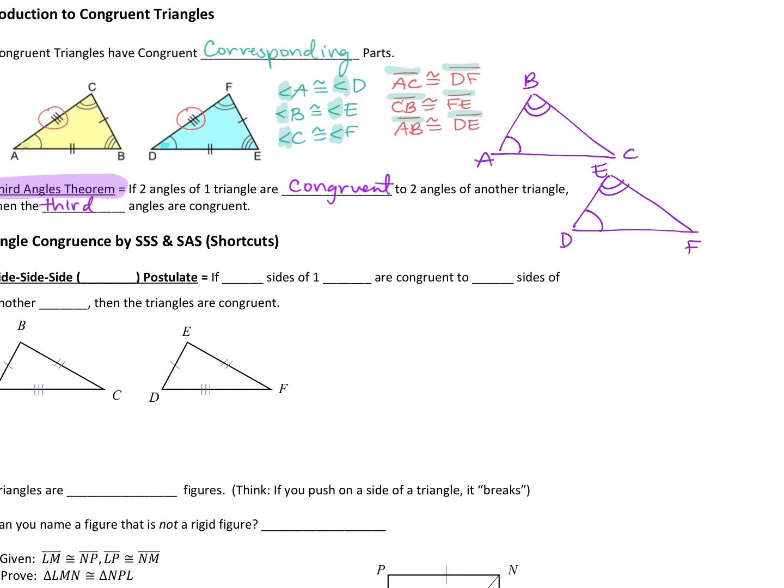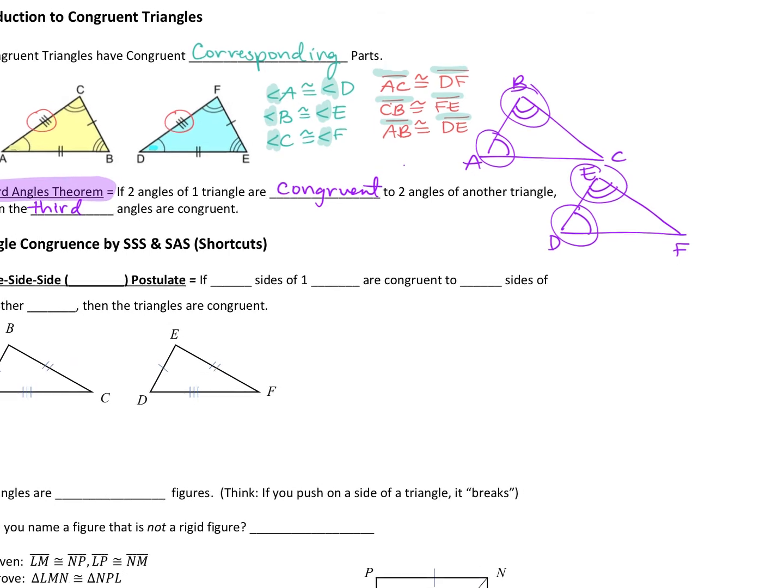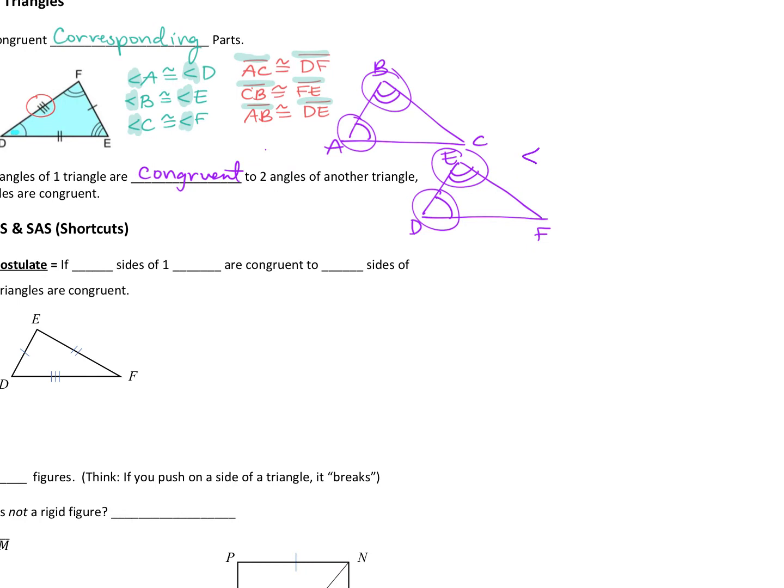Why do I know that? Yeah? Because A, B, and C, all of those 3 angles have to equal 180, so does D, E, and F. Yes, right. So if the angles have to add up to 180, and I know these are the same, and I know these are the same, then C and F have to be the same in order to add up to 180, right? So that's the third angles theorem. Third angles theorem here would say, I know, even though it's not marked, I know that angle C is congruent to angle F. Okay, that's the third angles theorem.